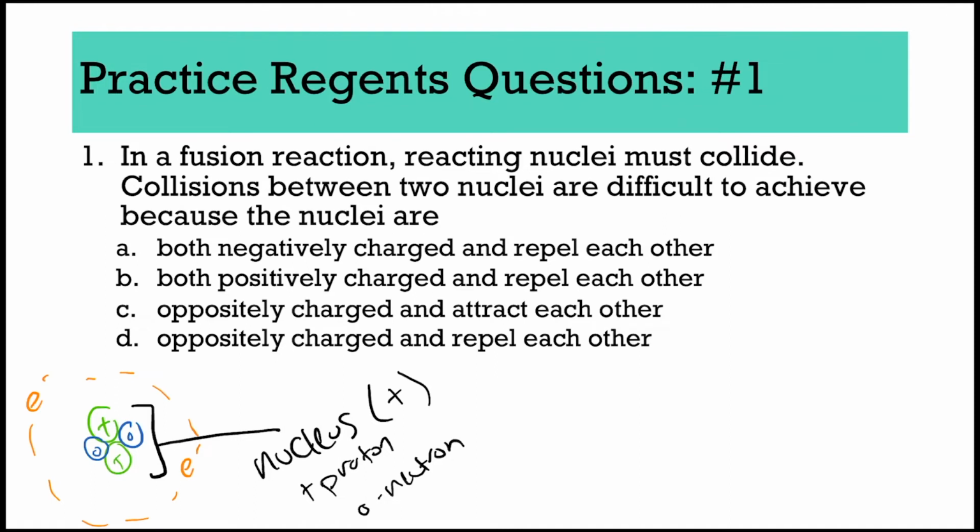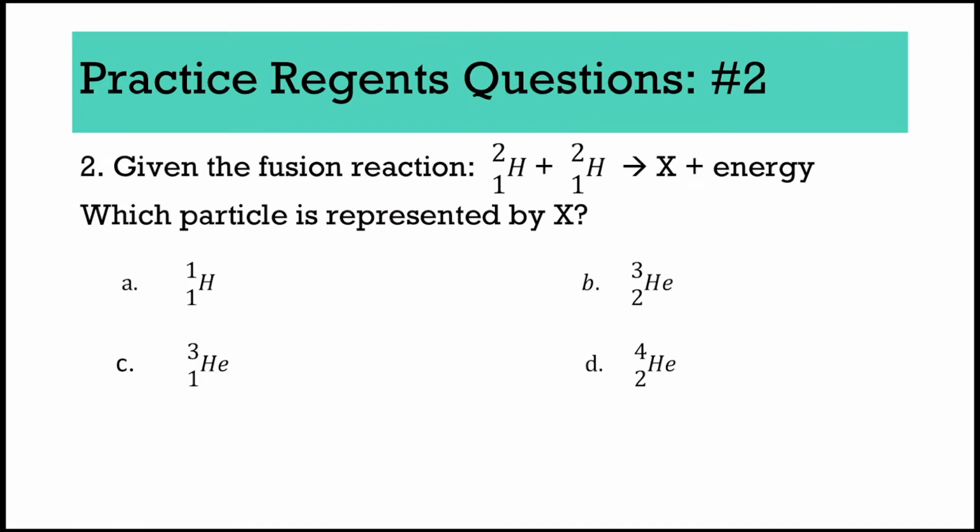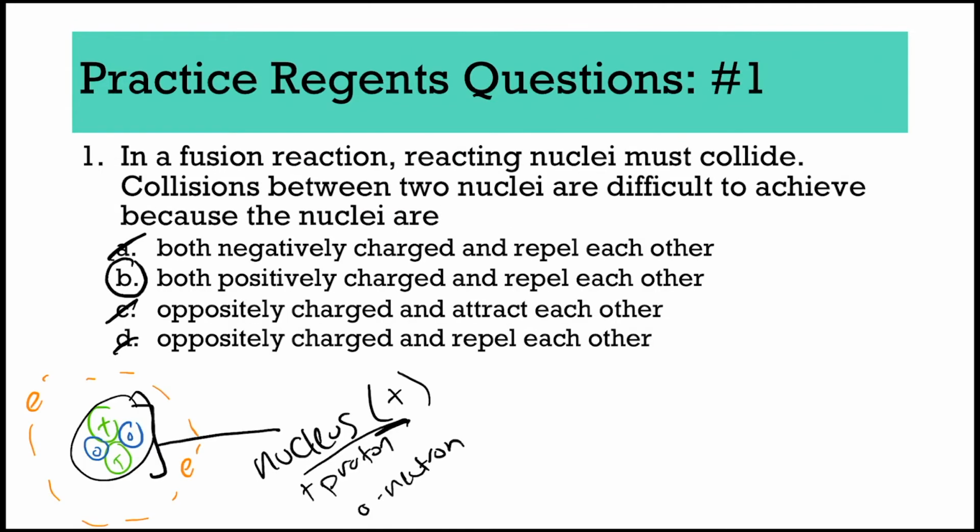Okay? So if we're looking at trying to collide two of these different nuclei, they're both positive. So we can get rid of choice A, and we can also get rid of C and D. But if you have two magnets that are both using the same side, things that are the same repel each other. They don't want to be near each other. So getting these positive things to come together is very, very difficult. That's right. So the answer then would be B, both positively charged and repel each other.